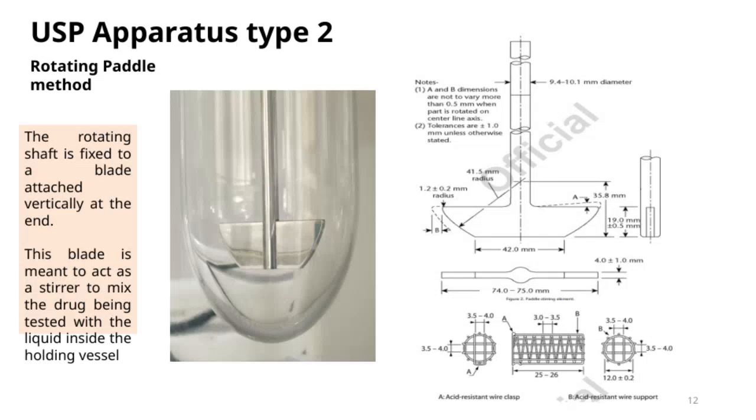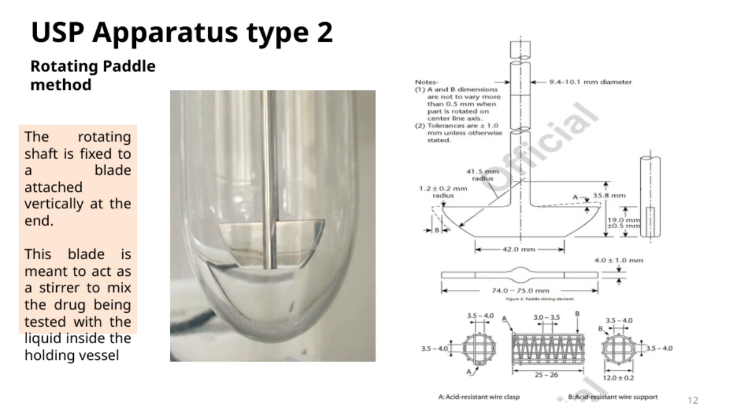Now, let's take a closer look at how the rotating shaft is constructed. The shaft itself is fixed to a blade that is attached vertically at the end. This design allows the blade to spin along with the shaft when it rotates. The purpose of this setup is quite straightforward but essential. The blade acts as a stirrer.